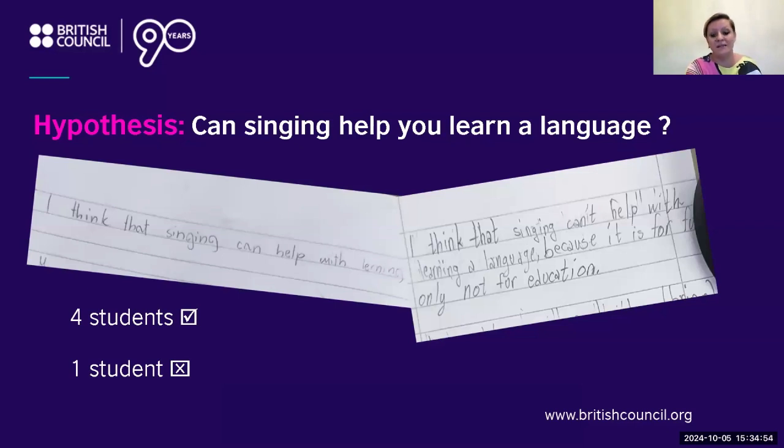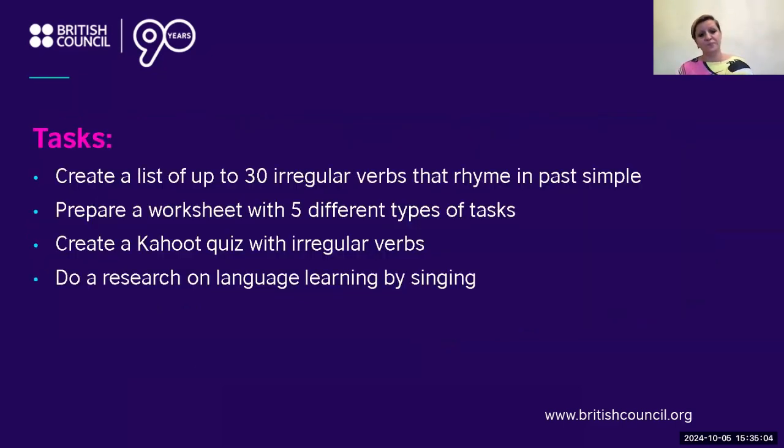Again, I had to remind them that the process of proving or disproving the hypothesis is what matters, not if it was wrong or not. So to design and test their hypothesis, they had to create a list of up to 30 irregular verbs that rhyme in past simple. We were doing only past simple.